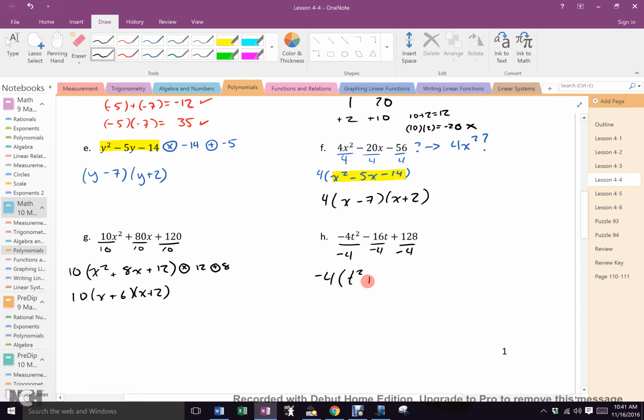I get positive 4t. I'm going to highlight that to remind you that the negative 4 changes the sign. Yes? And what do I get here? Minus 32. Now, is that factorable? If it is, I've got to multiply to negative 32 and add to 4. Can we do it?